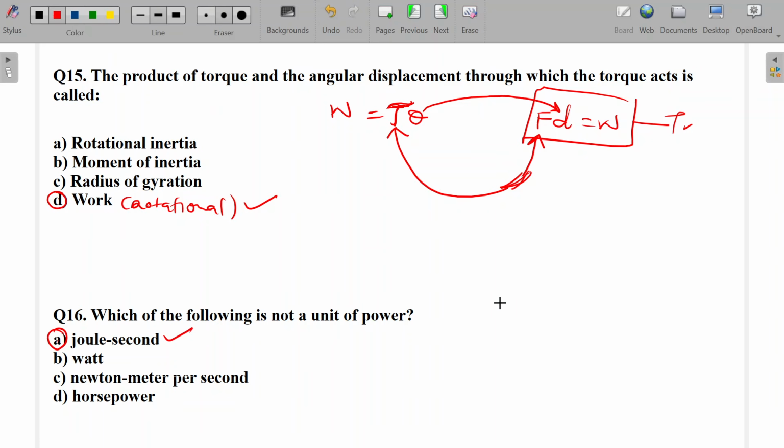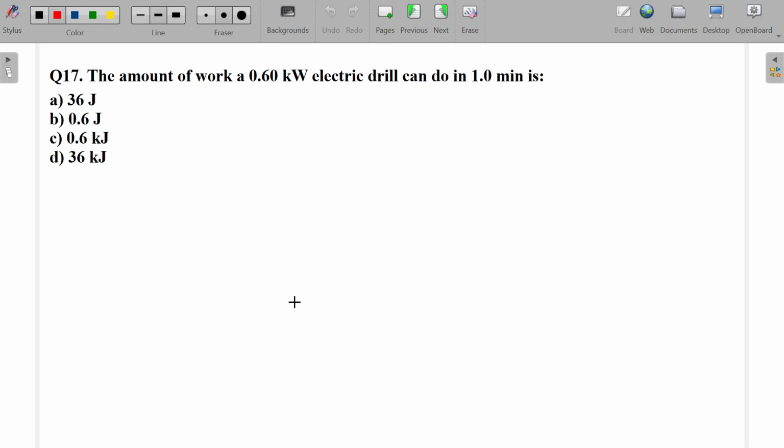So Joules second is not a unit. The unit is Joule per second. But this one is Joule second, so it's the only one which is not a unit. But what is a unit? Newton meter per second is a unit, because power is equal to work over time, which is force times distance over time. Newton, and the distance is meter per second. Derived units. That's how you get the units of power. So the answer is A.